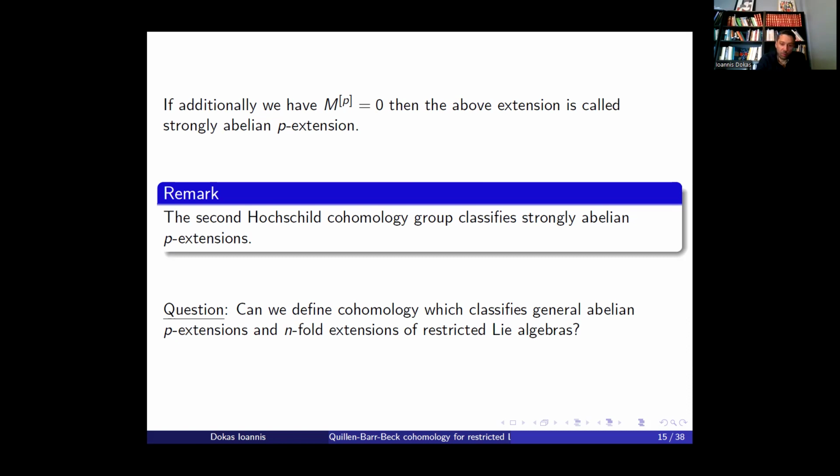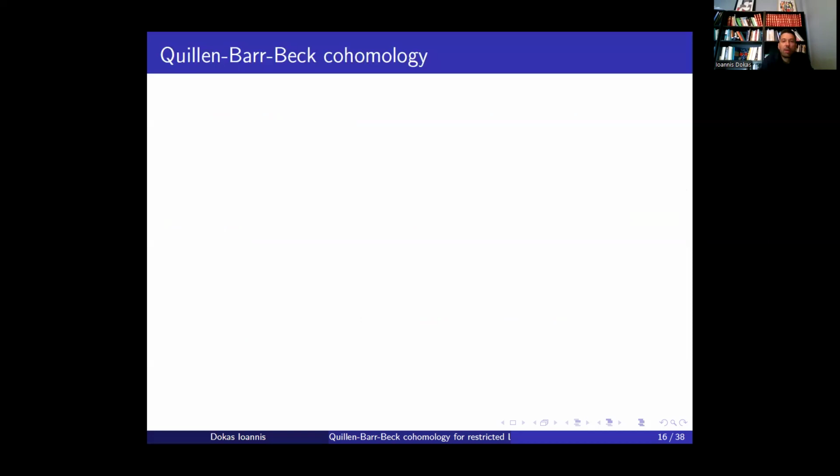That was my motivation to study this subject. And in this way, I was led to read the Quillen theory for universal algebras and Barr-Beck cohomology theories. So let me give some elements from Quillen-Barr-Beck cohomology theory.